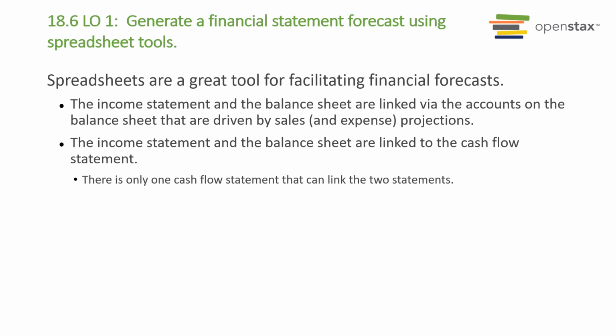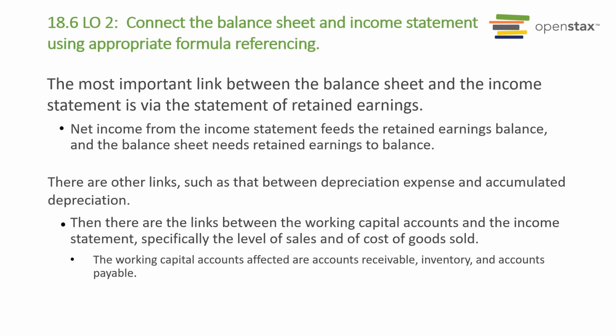Spreadsheets are a great tool for facilitating financial forecasts. The income statement and the balance sheet are linked via the accounts on the balance sheet that are driven by sales and expense projections. The income statement and the balance sheet are linked to the cash flow statement. There is only one cash flow statement that can link the two statements. The most important link between the balance sheet and income statement is via the statement of retained earnings. Net income from the income statement feeds the retained earnings balance, and the balance sheet needs retained earnings to balance.